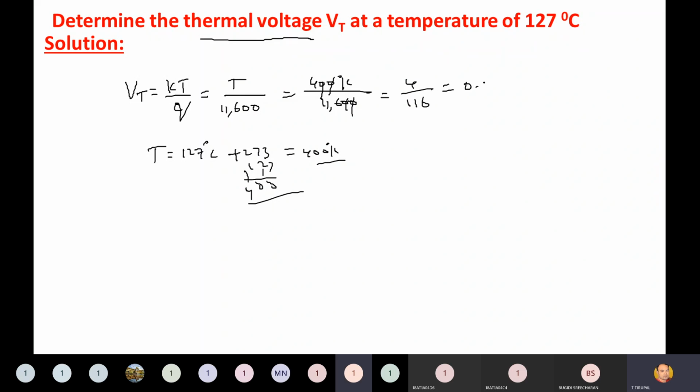0.034. Approximately 0.03, that is equal to 30 millivolts. Simple answer, sir. You should be remembering all these formulas, especially the volt equivalent of temperature. Next.